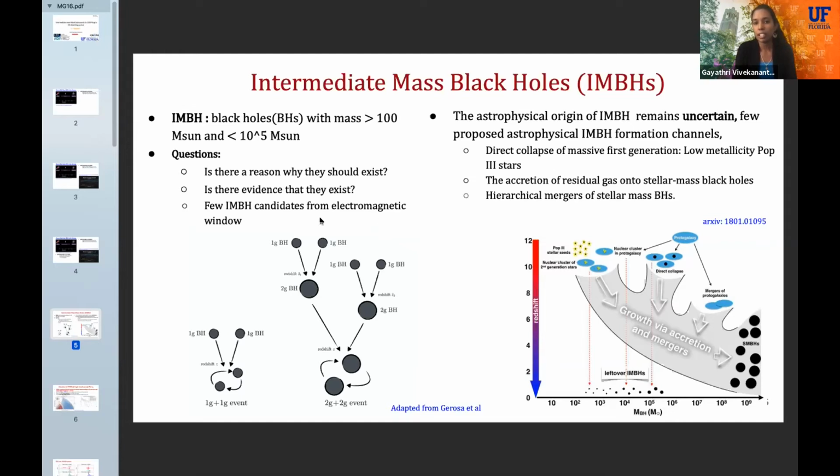I have shown some of them here, and this plot also shows the possible scenarios that can create black holes that fall in this particular mass range. There is also one phenomenon we could call the hierarchy of mergers.